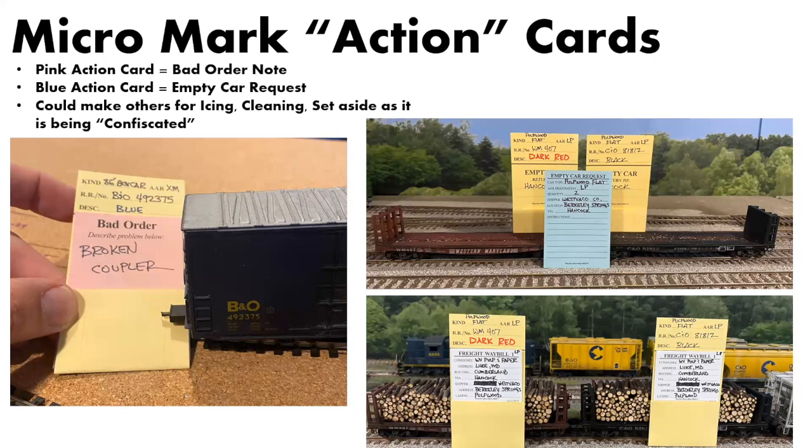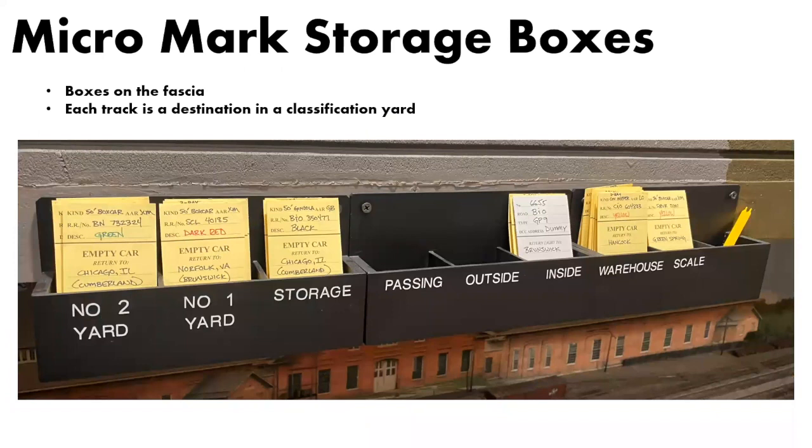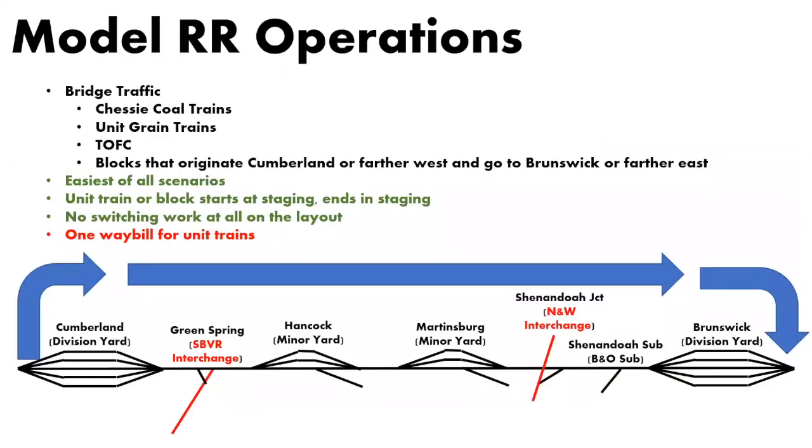They're not used enough. You can also buy these boxes for Micromark. I paint mine black. They come a natural wood color. And what you do is you put them on the fascia, and you have one for every track. And then as you drop cars off, you put them into the track. So if you actually look at this, all of this will match the cars that are on the tracks above this picture.